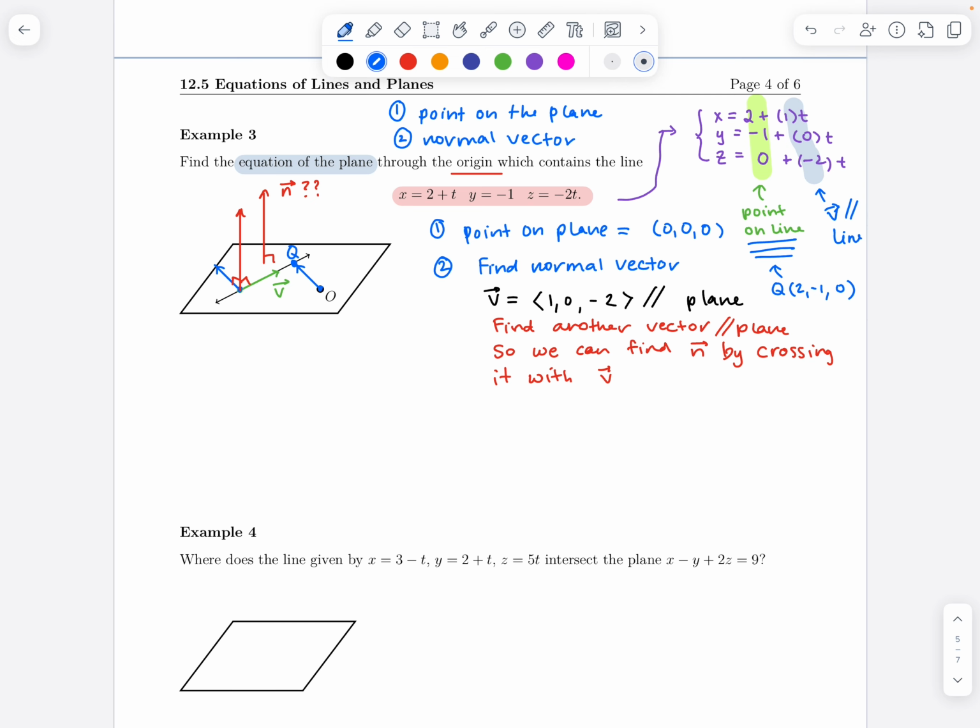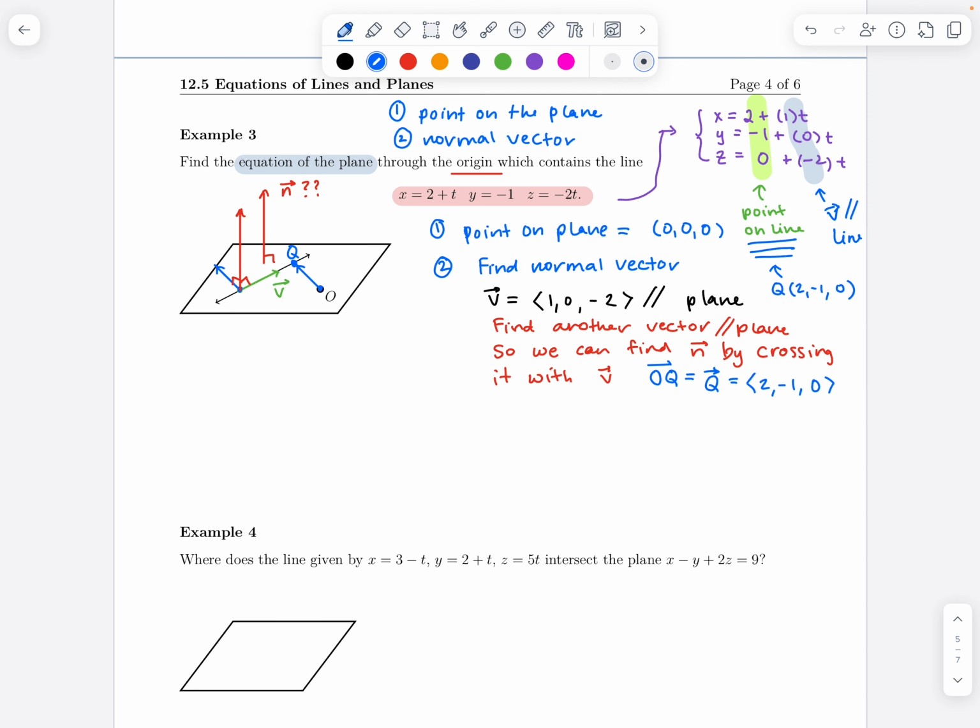But the good news is that that's a position vector. If I do Q minus the origin, I'm just going to get Q as a position vector. So connecting O to Q is the same thing as just using the point Q as a position vector, which is just the entries of that vector, 2, -1, 0. So now I need to cross V and Q.